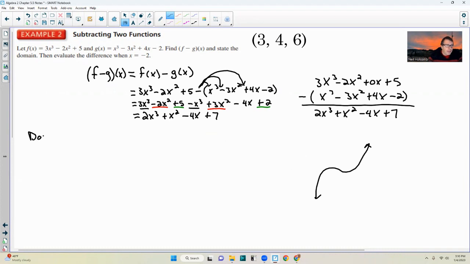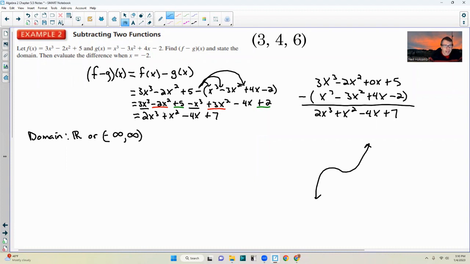So the domain is all reals, which we draw like that, or you can say negative infinity to infinity, and put them in parentheses like this. Okay, so the domain can either be all reals or this. So I stated the domain, and now I want to evaluate the difference when x equals negative 2.